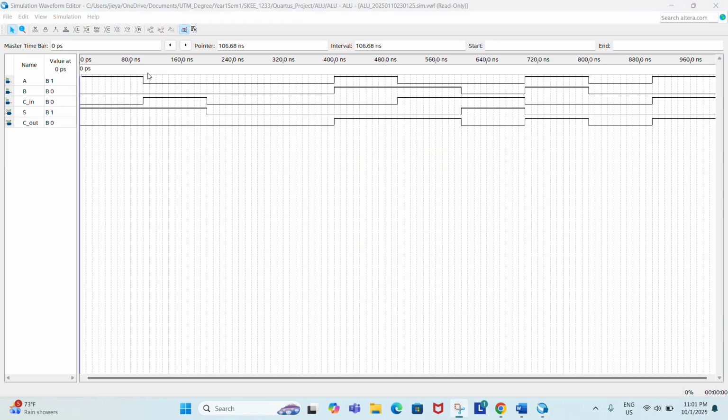During 0 to 1 nanosecond, A is equal to 1, B is equal to 0, and C is equal to 0. Therefore, S, the sum, is equal to 1, and C out is equal to 0, which shows that the design of the 1-bit full adder is correct.